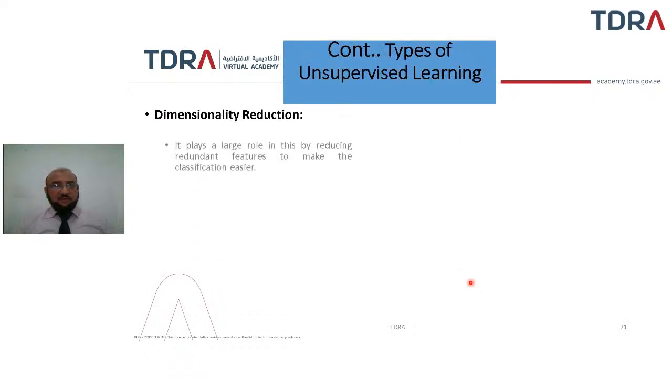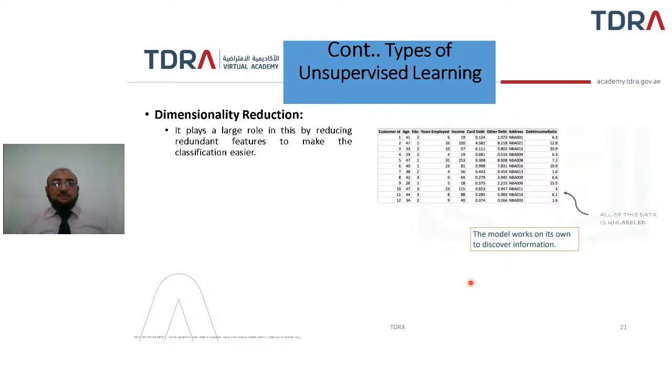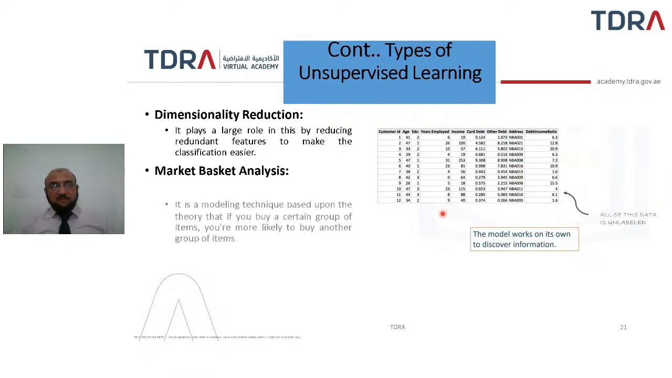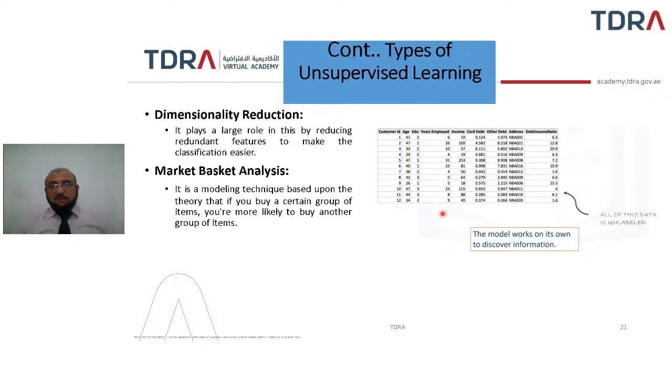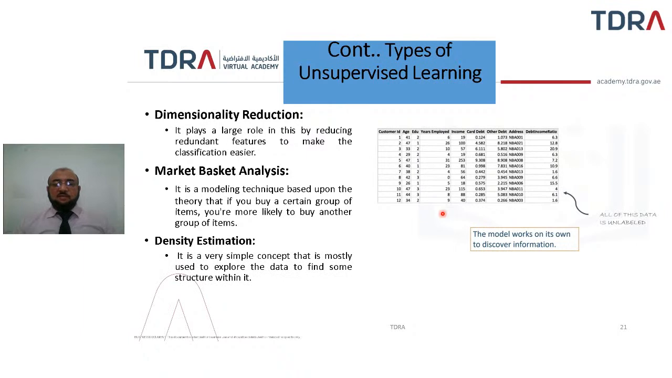Then we have dimensionality reduction. It plays a large role by reducing redundant features to make classification easier, and removing the redundant data from the data set so that it will be easy to classify the data. Then we have market basket analysis. It is a modeling technique based on the theory that if you buy a certain group of items, you are most likely to buy another group of items. Then we have density estimation. It is a very simple concept that is mostly used to explore the data to find some structure within it.